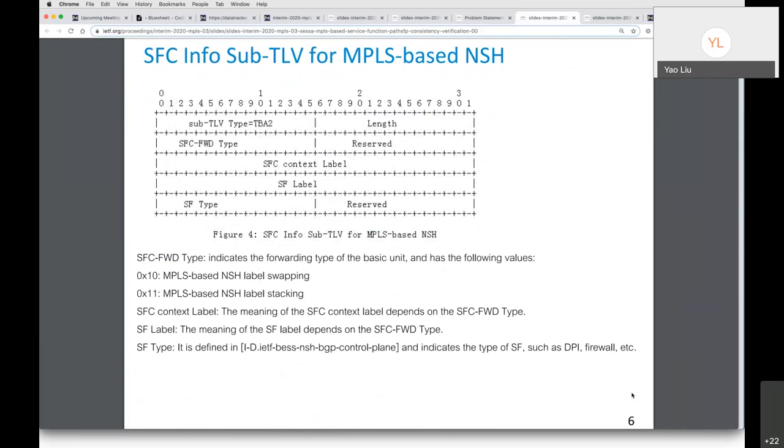And this sub-TLV is defined for MPLS-based SFC. And the SFC forwarding type indicates the forwarding type of the basic unit, which could be label swapping or label stacking, as defined in RFC 8595. And the meaning of the SFC context label and the SF label depends on the SFC forwarding type, also defined in RFC 8595.